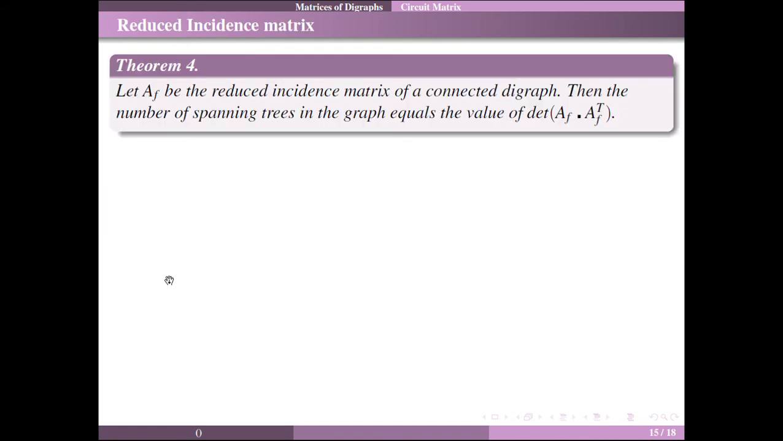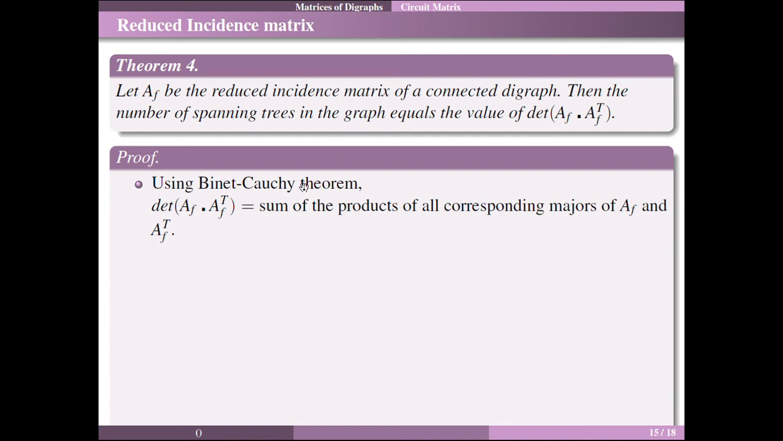Let us prove a theorem. Let AF be the reduced incidence matrix of a connected digraph. Then we have to prove that the number of spanning trees in the graph equals the value of the determinant of AF dot AF transpose. Let us use the Binet-Cauchy theorem, which says that the determinant of AF dot AF transpose is equal to the sum of the products of all corresponding majors of AF and AF transpose.